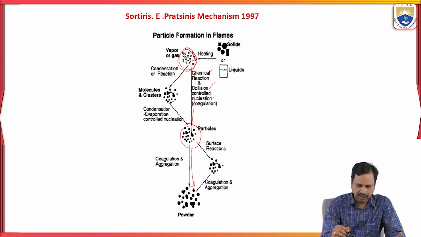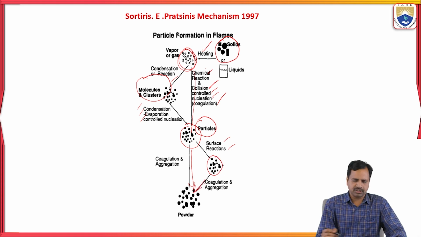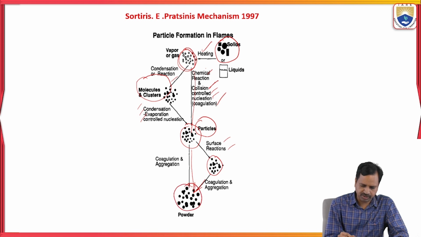Suppose we take the right side: the solids are heated, a chemical reaction takes place, and collision, controlled nucleation and coagulation occur. With further heating, the molecules form clusters. If we go for condensation, evaporation or controlled nucleation, particle formation occurs. After this, surface reaction takes place, and coagulation and aggregation with the precursor occur, forming fine particles. This is the final product.